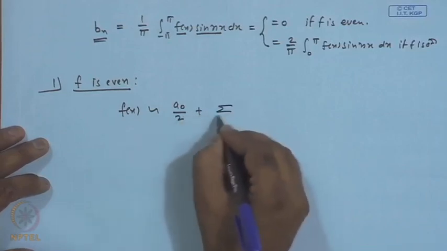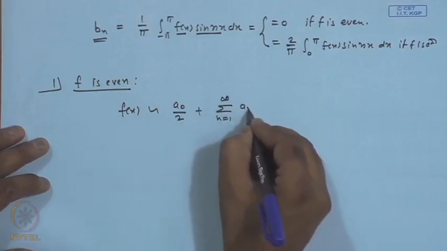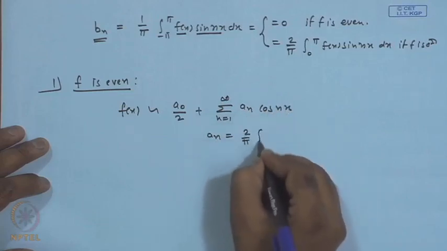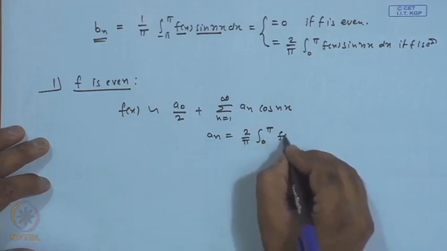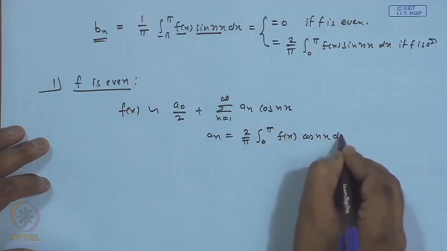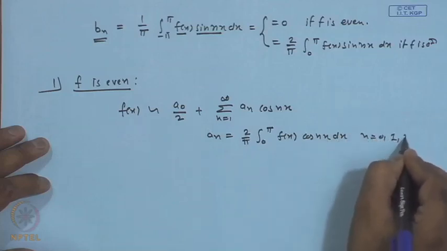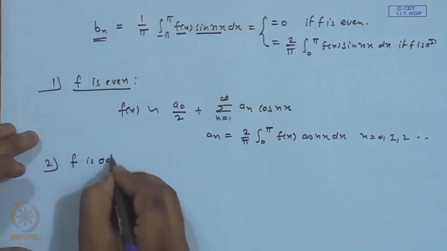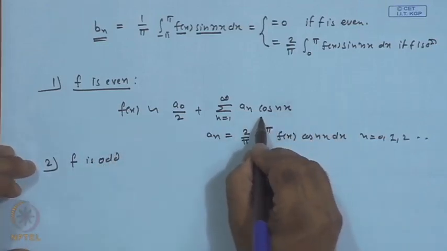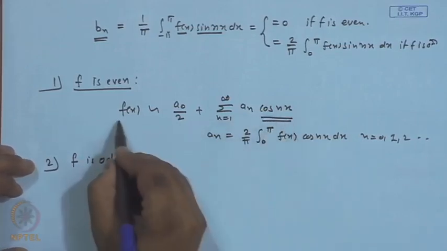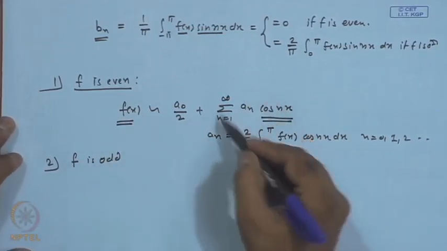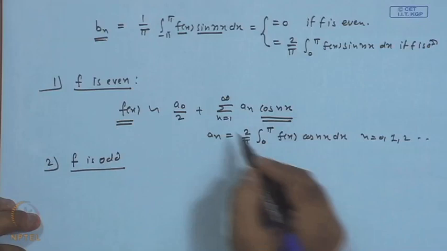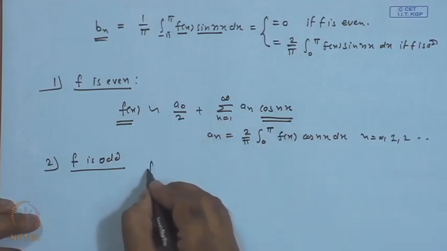So, a naught by 2 plus the sum from n equals 1 to infinity a n cos n x, and these a n with the simplified formula we can calculate as 2 over pi, integral 0 to pi f x cos n x dx, for n equal to 0, 1, 2 and so on. And the second case, if f is odd, this is also clear from here, since cos is an even function. If f is an even function, we will get only the combination of even functions on the right hand side. So, if f is odd, the a n's will be 0 and we will get only the sine series.